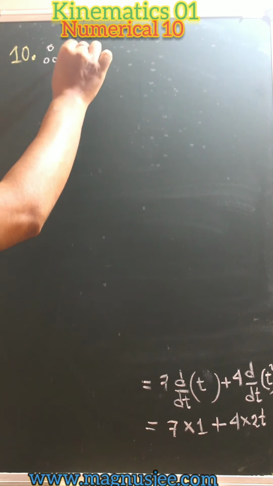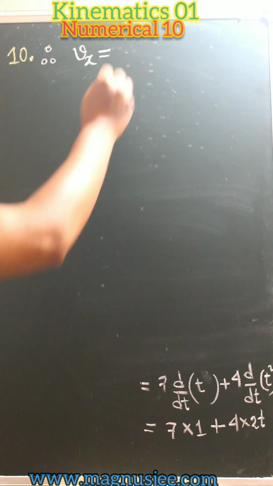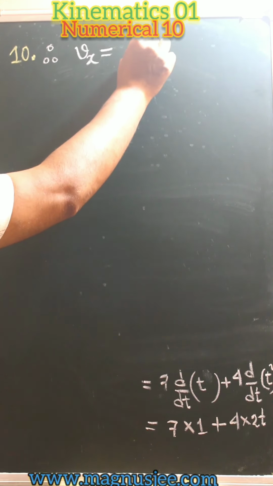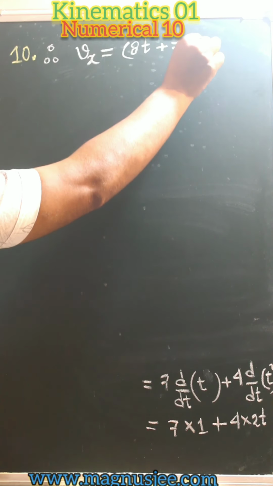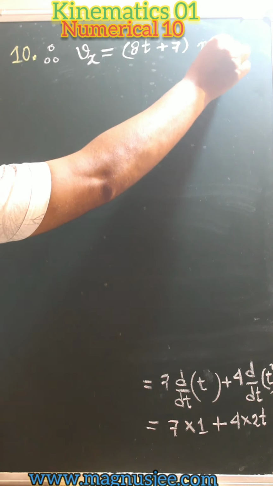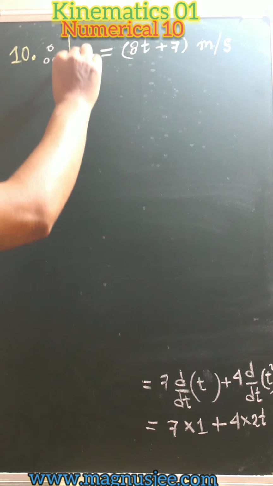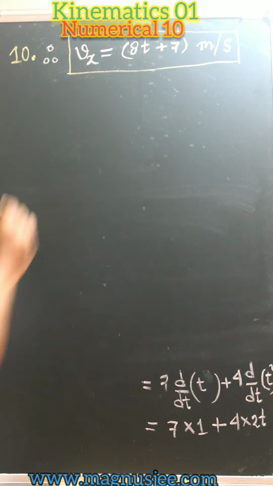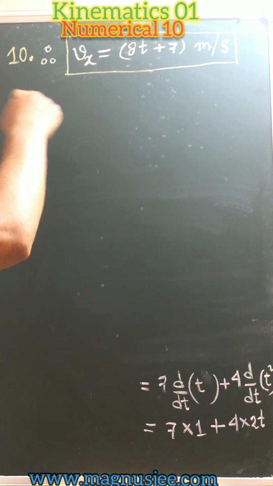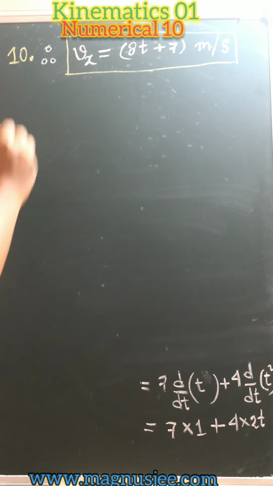Therefore, Vx equal 8t plus 7 meter per second. That is the velocity of the body along x-axis.